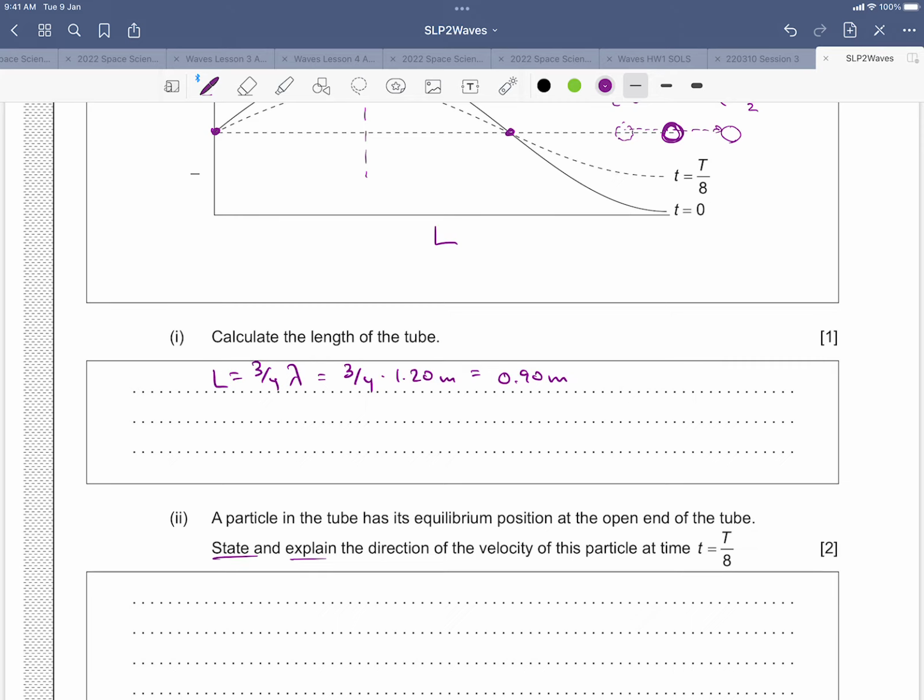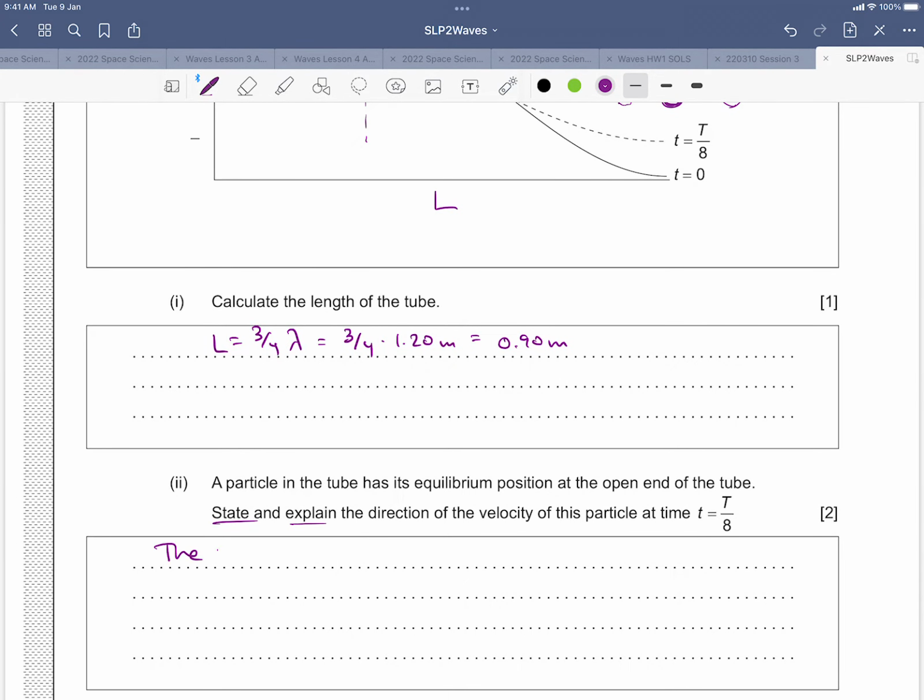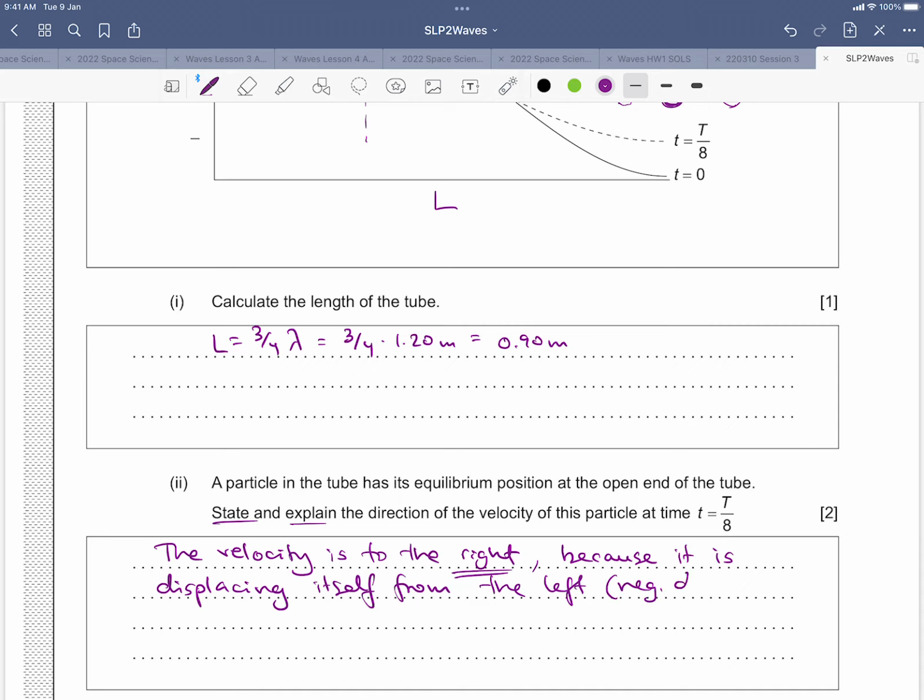Okay, so the direction of the velocity is to the right, and I've explained why. So state and explain. So the velocity is to the right because it is displacing itself from the left, negative displacements, to the right, positive displacement.